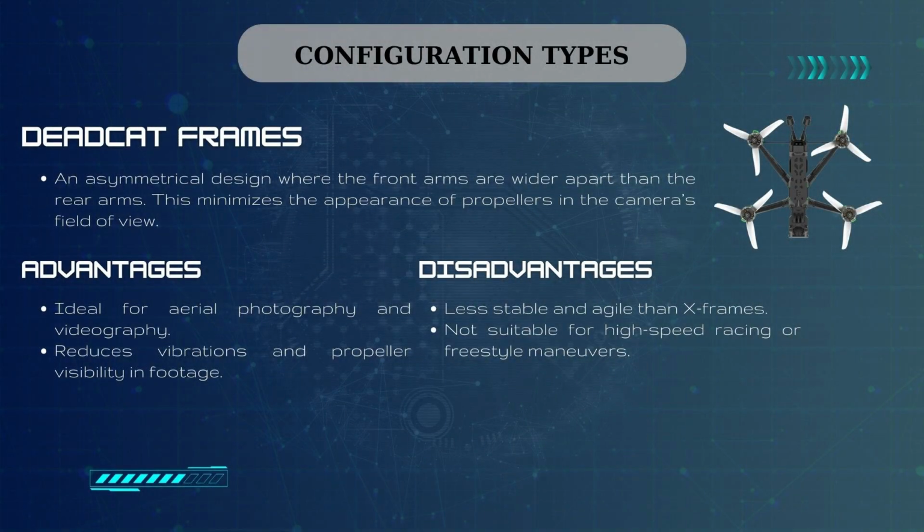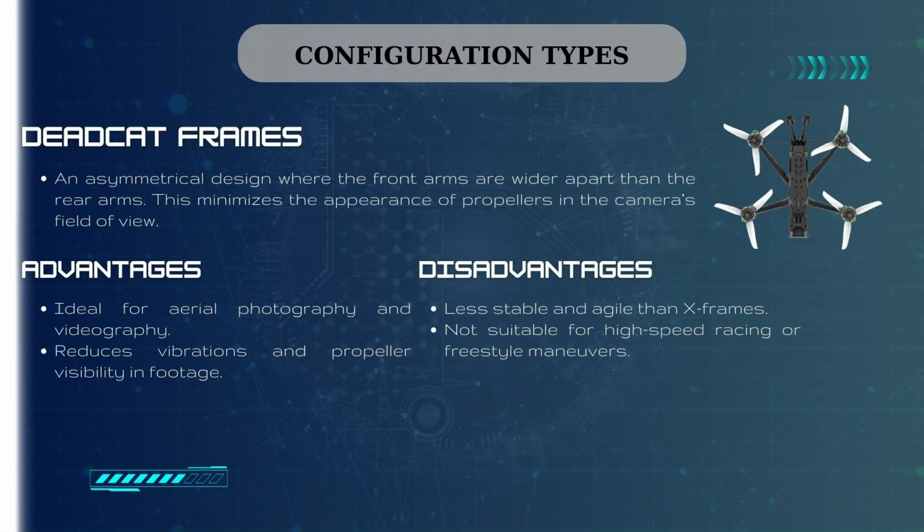In Dead Cat frames, the front arms are further outside than the rear arms, so they are ideal for FPV flights and aerial photography. Having the front arm exposed reduces vibrations in the image. However, due to this structure, it is not suitable for high-speed flights as it is less agile than X-frame.